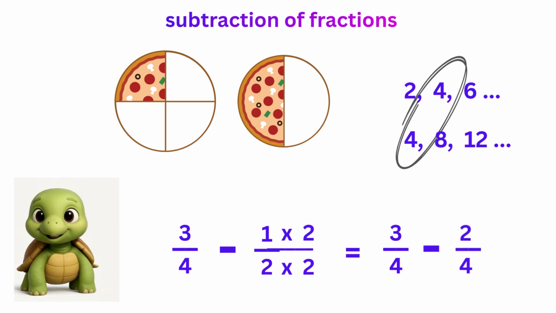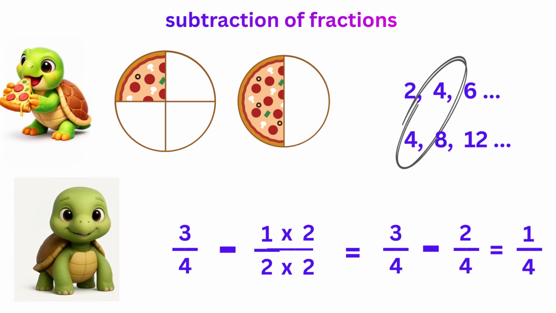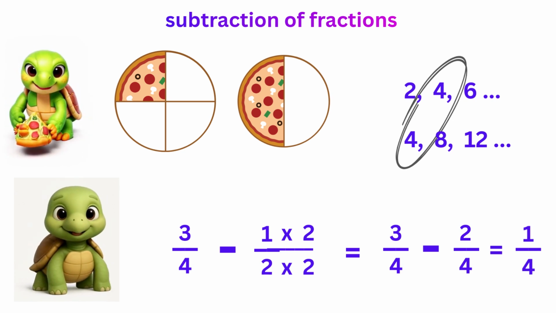Now we're ready. 3/4 minus 2/4 equals 1/4. The turtle ate 1/4 more pizza from the first pizza than the second.